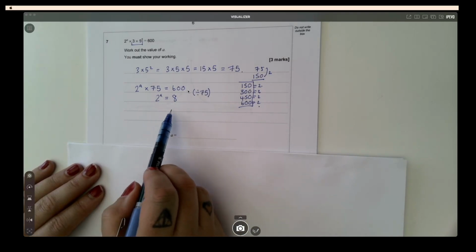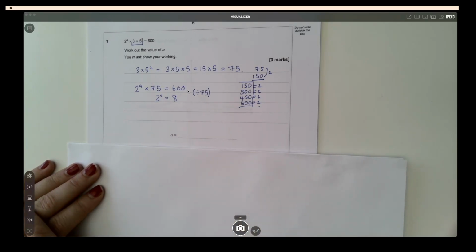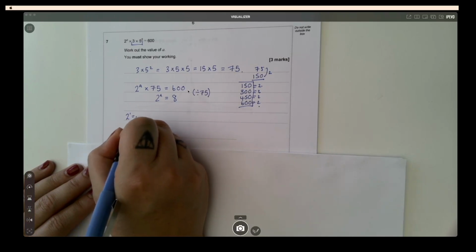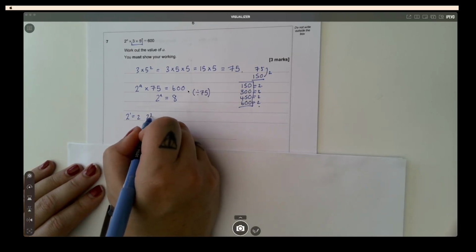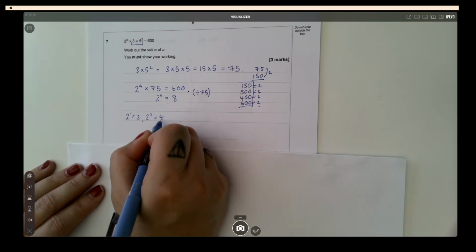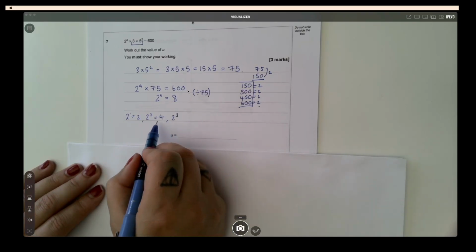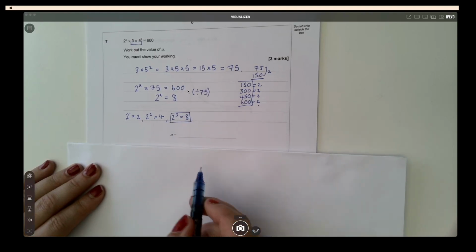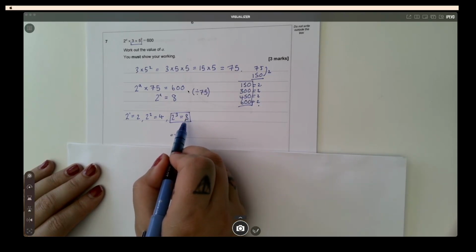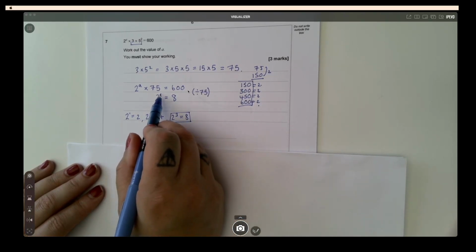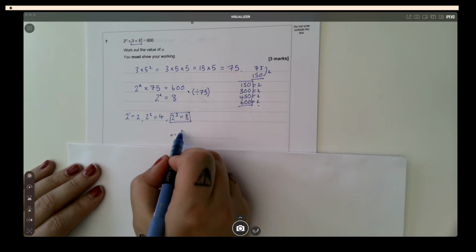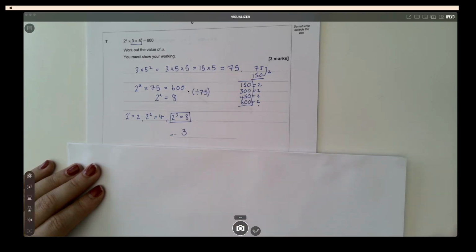So now I'm going to deal with my powers of 2 until I find out what that number is going to be for a. So by powers of 2, I mean 2 to the power of 1 is 2. 2 to the power of 2, 2 times 2 is 4. 2 to the power of 3 is 2 times 2, which is 4, times by 2 again, which is 8, and I'm going to stop here because I have a match here on the right hand side. So 2 to the power of a is equal to 2 to the power of 3, so a must be 3.